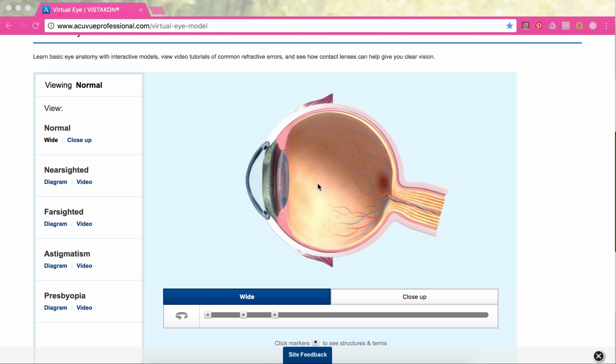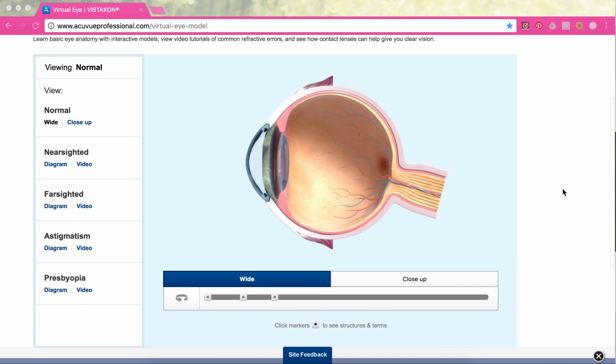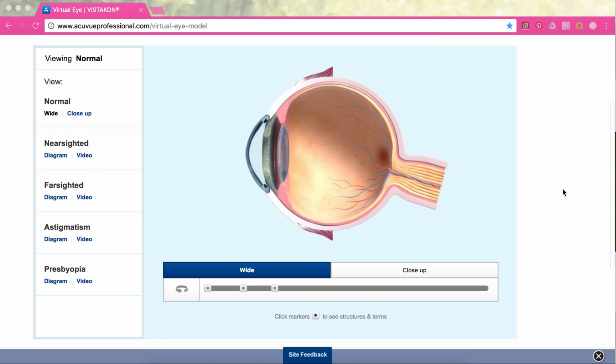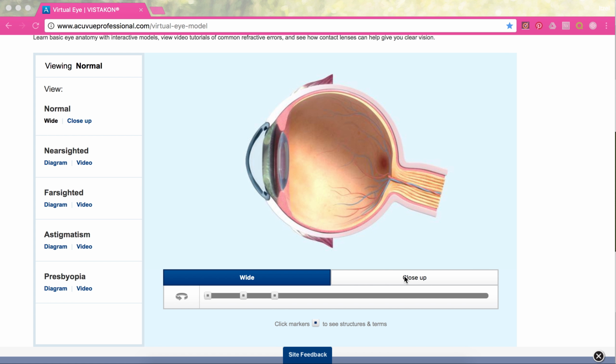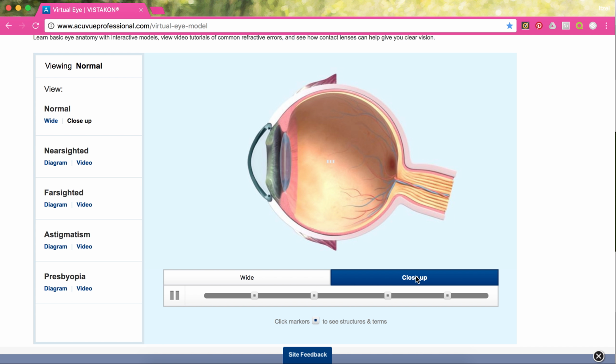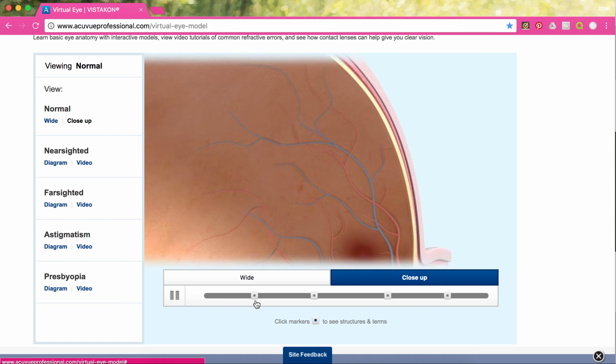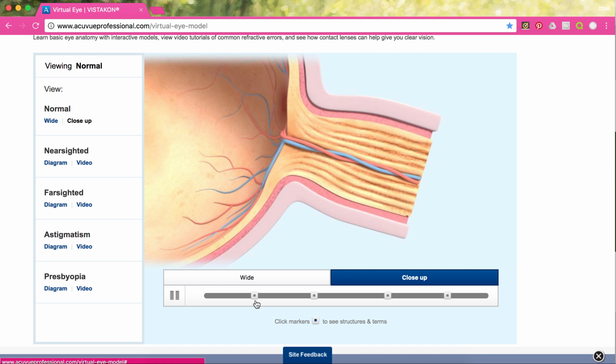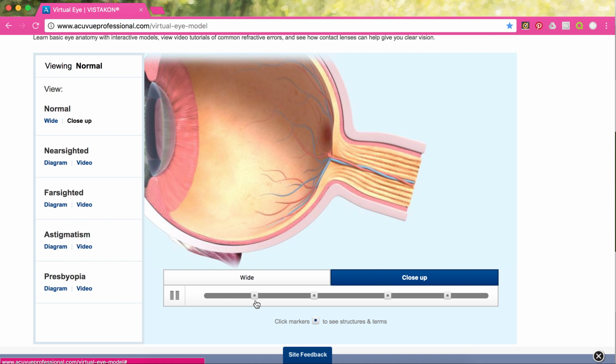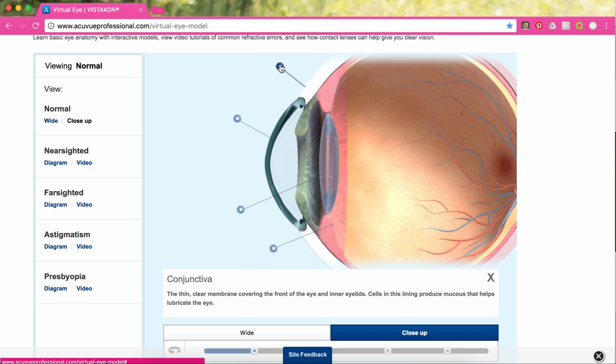Hello, today I'll be using the AccuViewProfessional.com virtual eye model to complete my eye anatomy video. I'm going to go ahead and start. I'm going to click on the close-up section, and I'll be clicking on this first dot. This is going to give us an overview of the eye before I begin. So this first dot right here, I'm going to start talking about the conjunctiva.